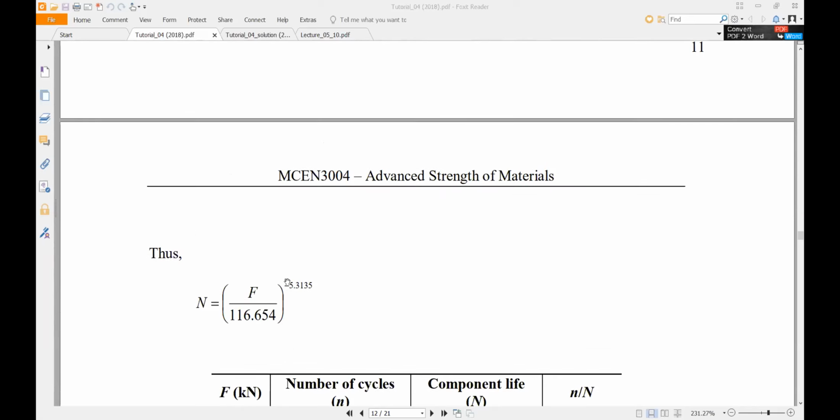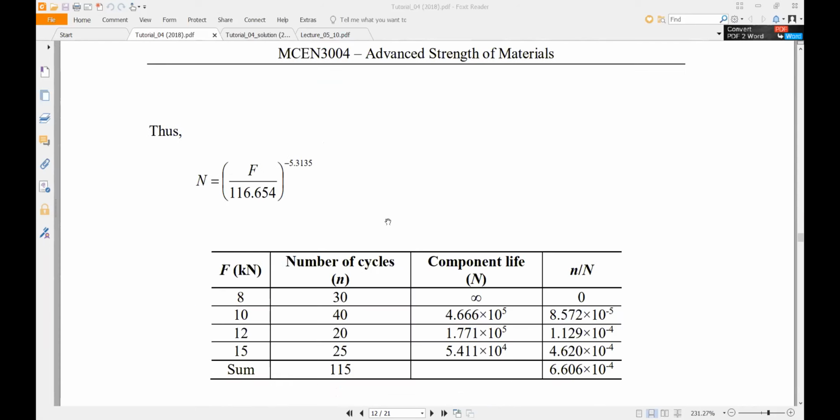Then you need to use those tables. They provide the initial table. If you remember, these are the loading magnitudes of the load. The number of cycles they already provide. So you need to find out the component lifetime with this load. Substitute the load value here and find out the number of cycles, or component lifetime, with this load.